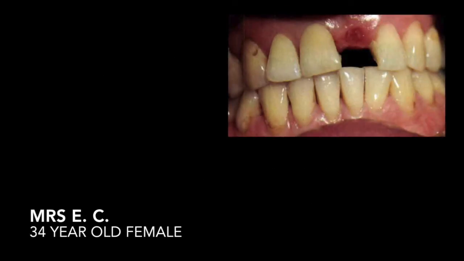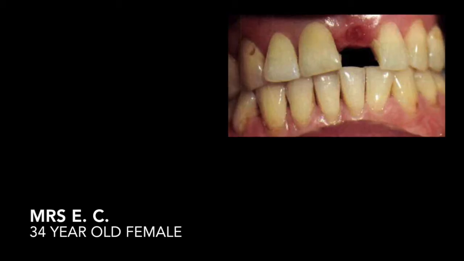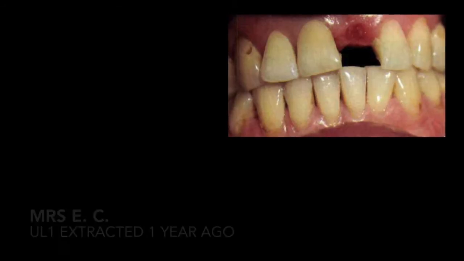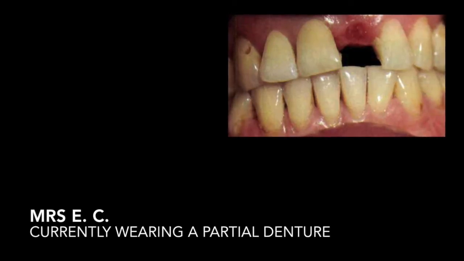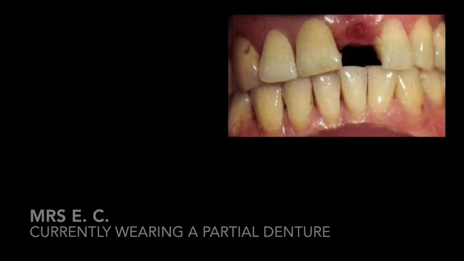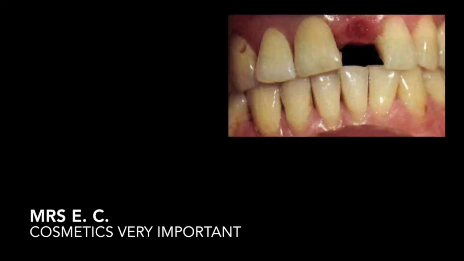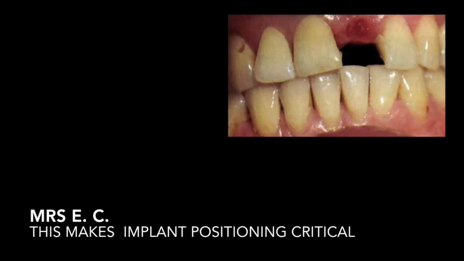This patient is a 34-year-old female who is being brought for treatment on the course by one of the UK Implantology Year Course delegates. She had her upper left central incisor extracted just over a year ago and has since been wearing a partial denture. She does have quite a high lip line, so for this patient, the precise positioning of an implant is absolutely critical.